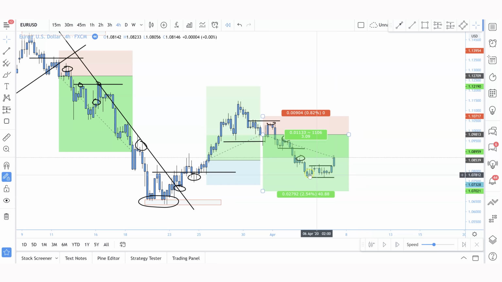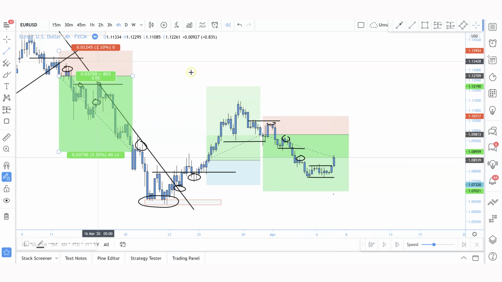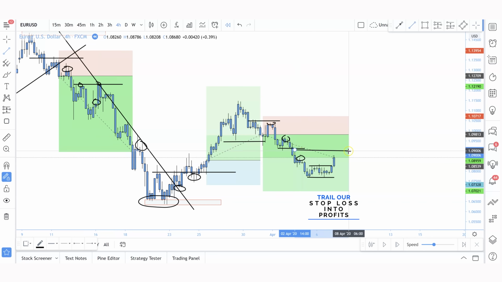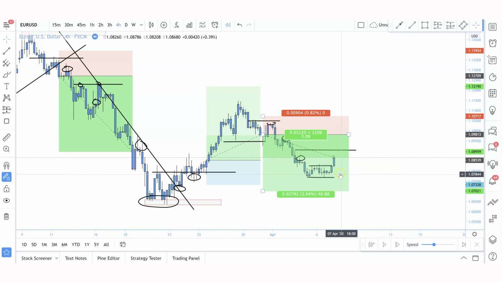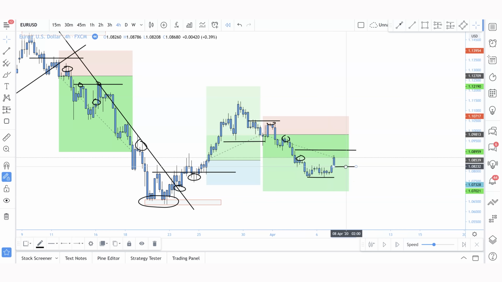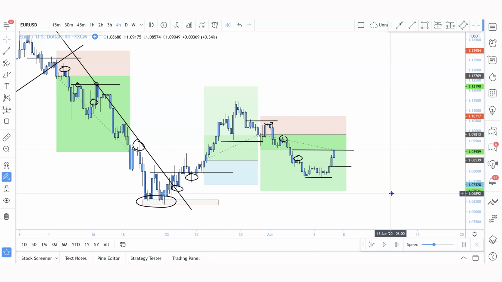So for that reason, what we're going to do in terms of our trade is we're just going to trail our stop loss into profits to make sure that if the market continues to push up, then at least we secure something in the bag. If this reversal is in play, then technically what the market will do is pull back to retest these levels, and we'll see the market continue up. So let's see what happens with this. We get stopped out in profits.